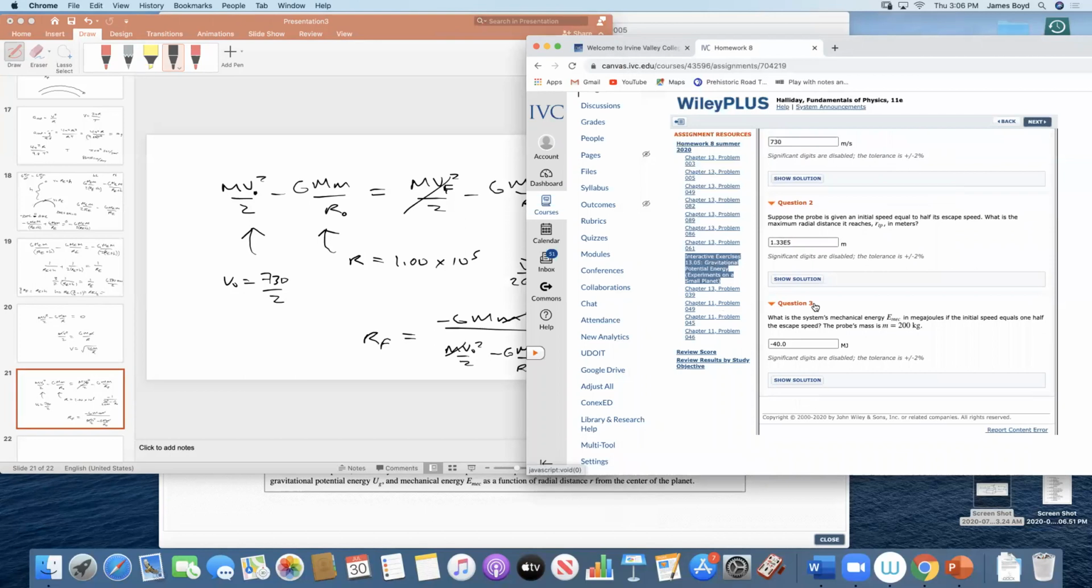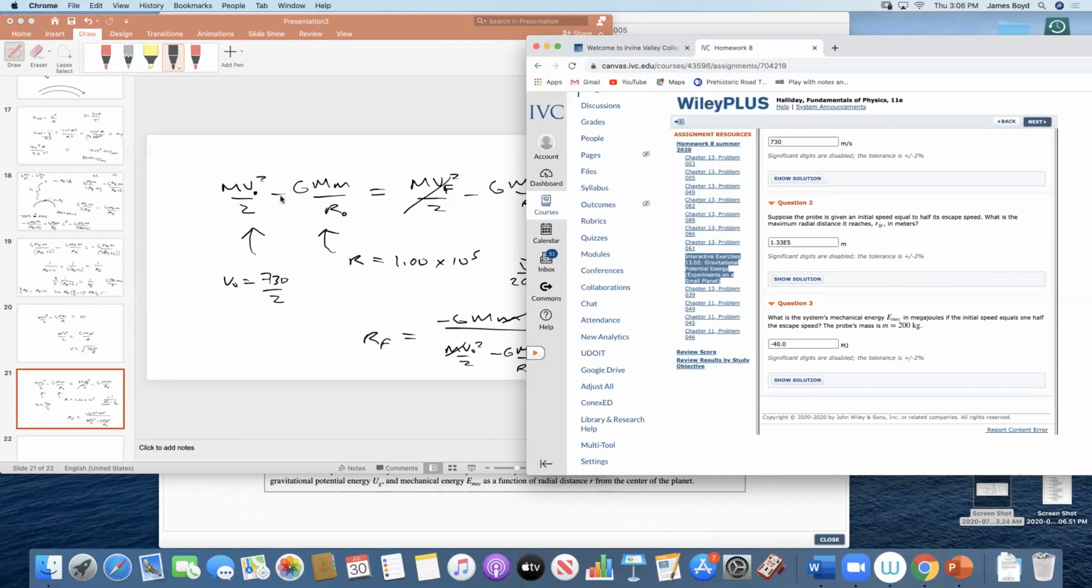Okay, so what is the system of mechanical energy in megajoules if the initial speed equals 1/2 the escape speed? The probe mass is m times 200. And so all you have to do is find this, or find this, right? That's all. And that's not hard to do. They give you the mass, they give you the initial speed. You know G is 6.67. They gave you the mass of the planet, they gave you the radius of the planet. Figure out what those are.